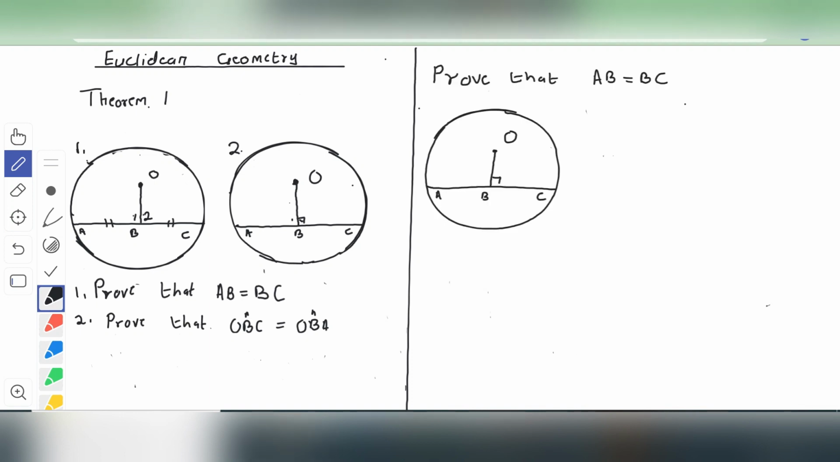Okay, guys. So prove that AB is equals to BC. Like I said, whenever they want you to prove that AB is equals to BC, you'll be given what? The second diagram, which has what? 90 degrees. And whenever they say to prove that angle OPA is equals to angle OPC, you'll be given what? The first diagram, right? So how do we prove this?